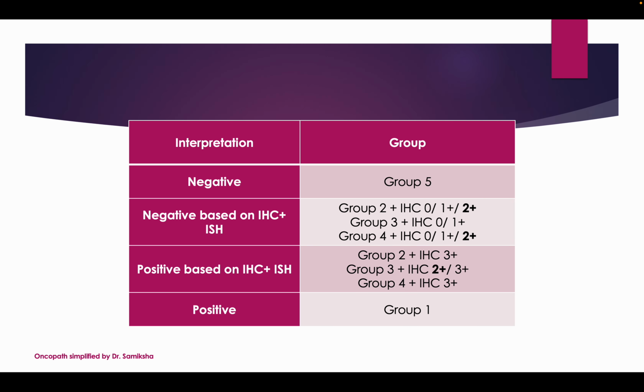Again, these tumors are going to be positive based on both IHC and ISH if ISH shows group 2 and IHC shows a 3 plus expression, if ISH is group 3 and IHC shows an expression of 2 plus or 3 plus, and if ISH is group 4 with IHC expression of 3 plus. So likewise we will come to a proper conclusion on whether these tumors are showing HER2 gene amplification or not in ISH, that is, in situ hybridization reporting.